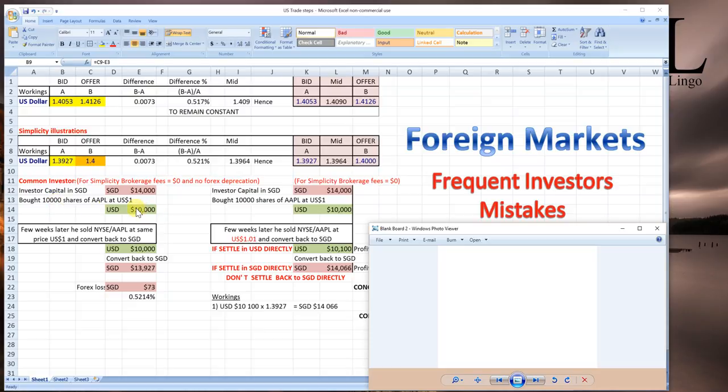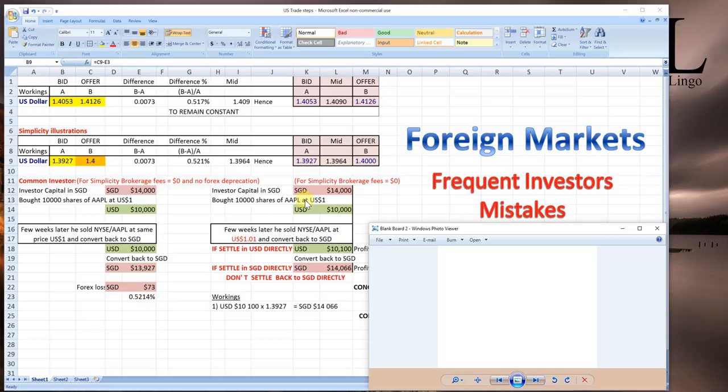So this is simple. Now a few weeks later, the investor is going to sell the same shares back, and there's no change in share price. When the investor sells the shares back to the market, he gets back 10,000 USD. Likewise, when he decides to convert back to Sing dollars, he actually gets back 13,927 based on this bid exchange rate. So you probably notice that the investor lost some due to the difference between the bid and offer prices. In this instance, this $73 may not be a big factor here. So let's move on.